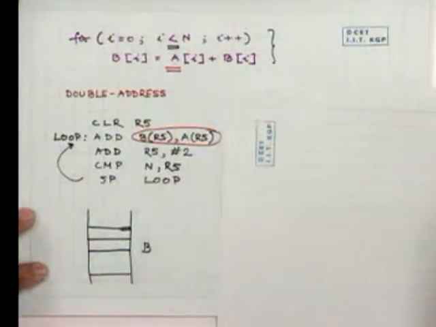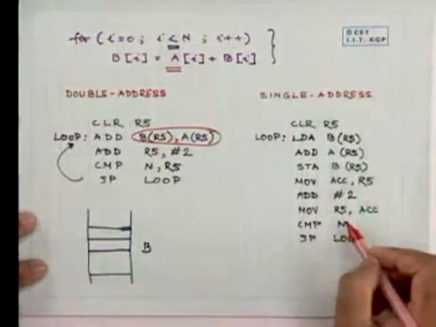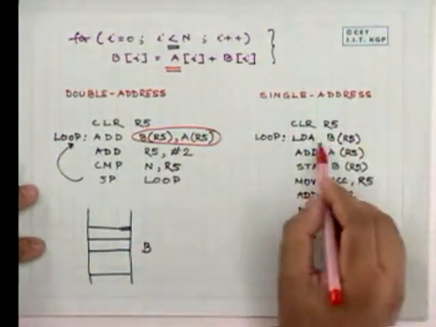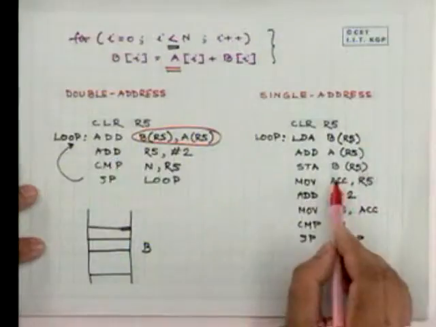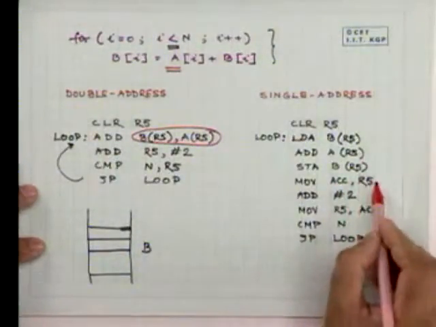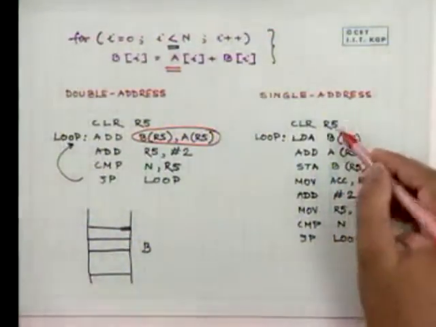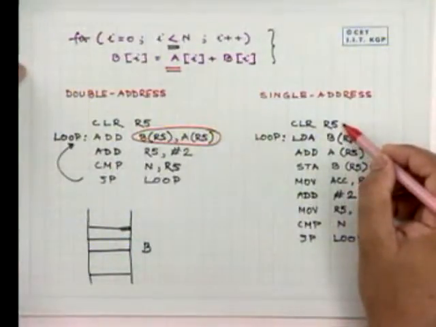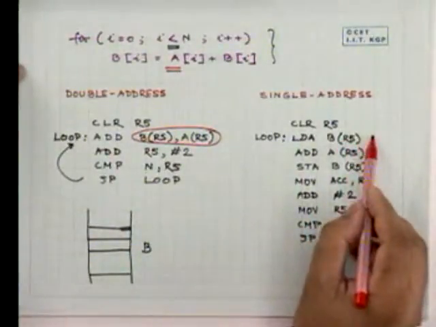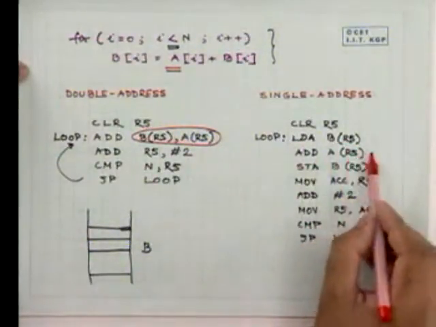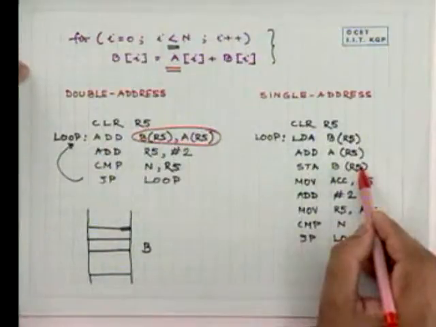Now let us take the same case with a single address machine. In the case of a single address machine, once more, say all the instructions have only a single operand, except where both the operands are registers, where we use two registers, and that is permitted. We assume that that is permitted. Now here once more, we clear R5 first, then load accumulator BR5, that means index addressing, add AR5, here also we do index addressing, then store the accumulator, the result, into BR5.